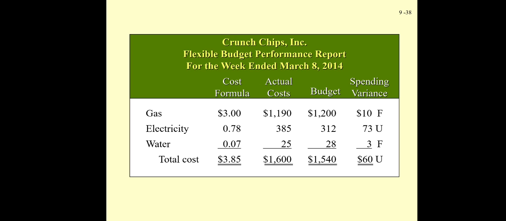The difference is $3. So if a question asks you to prepare a performance report, then you have to compare the budgeted data and the actual data, and then you have to show whether the variance or the difference is favorable or unfavorable.